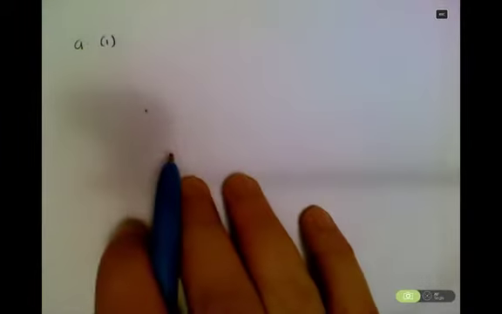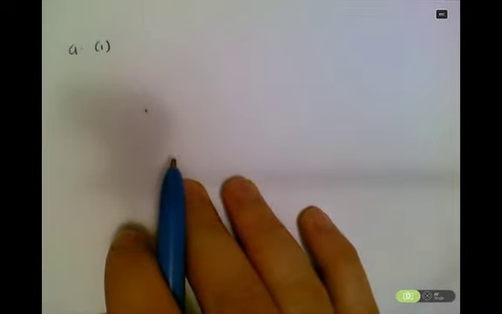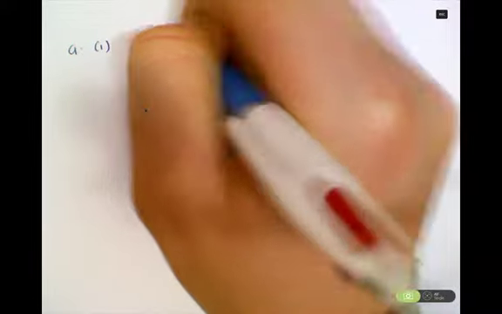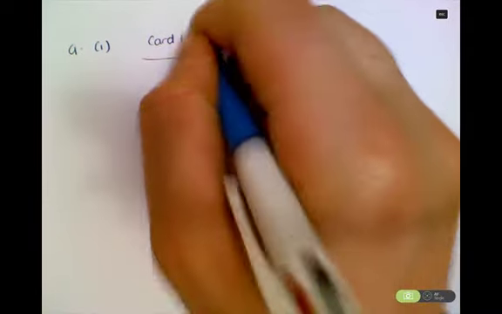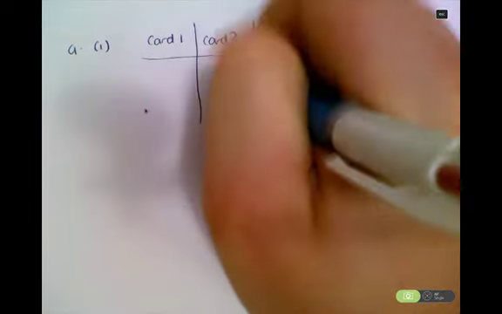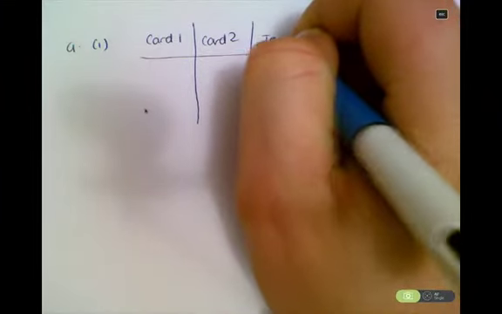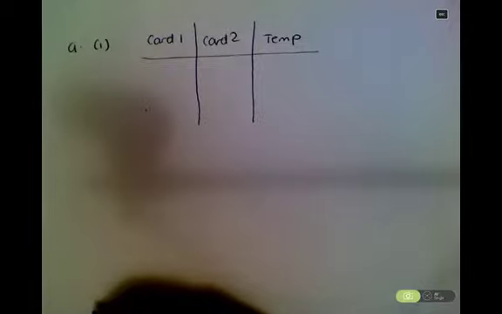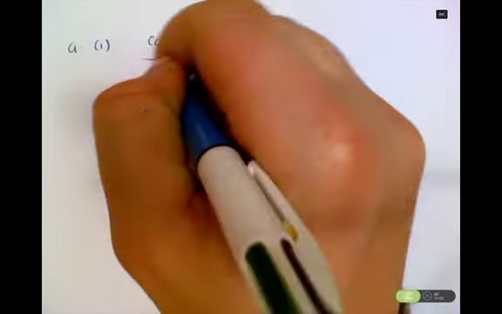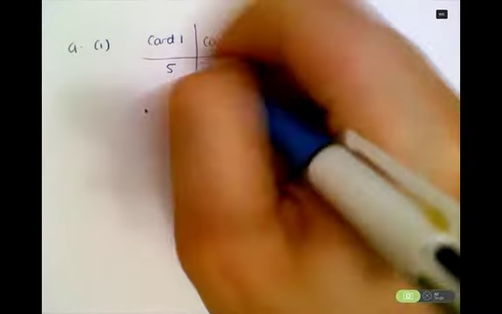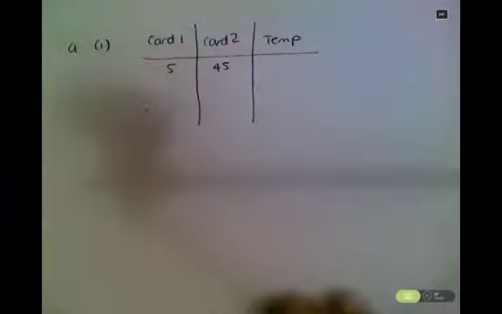As we know with the desk check, the first thing you do is put your variables as column headings. The variables for this one were card 1, which becomes a column heading, card 2 becomes another column heading, and temp is the third column. We know, because we're given the test data, that card 1 was equal to 5 and card 2 was equal to 45 in this first pass.